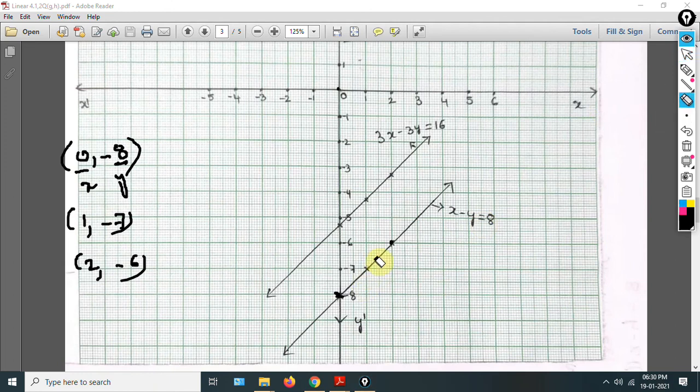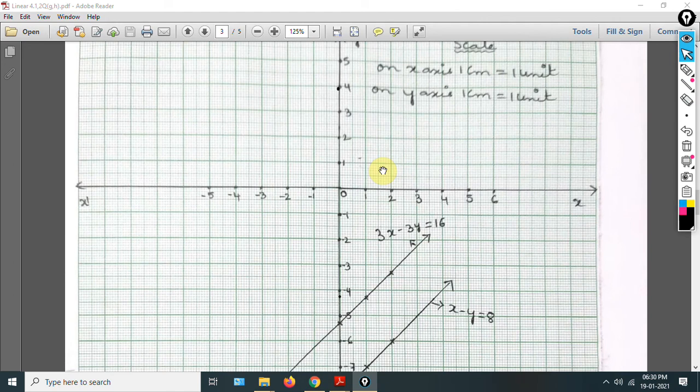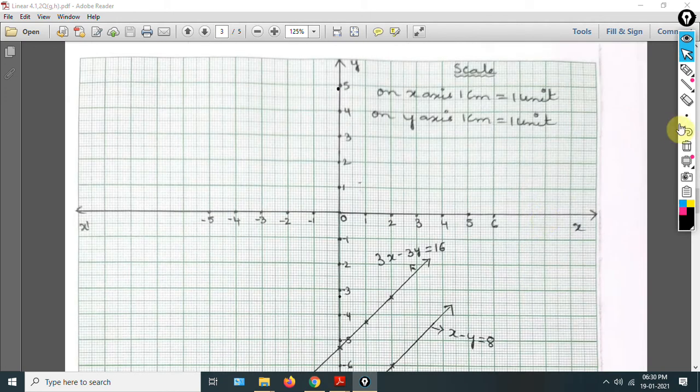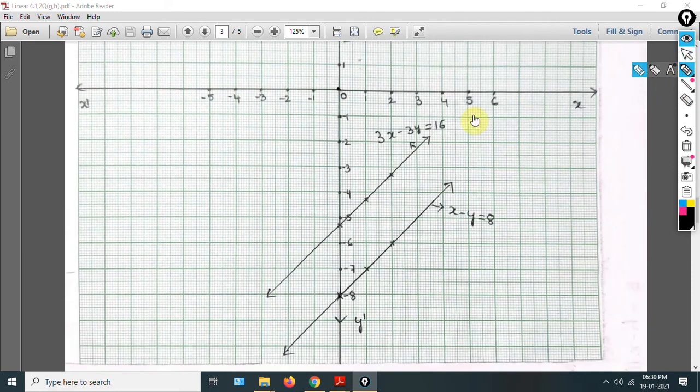For the next equation we have got another table, so for that table also we will plot on the graph. Okay, so now we will plot these points on the graph. 0 comma minus 5.3. So I will write here 0 comma minus 5.3. The x value is 0, the y value is this. So on the x-axis, where 0 is, here 0. From here only we have to go to minus 5.3. Minus on the y-axis is down.